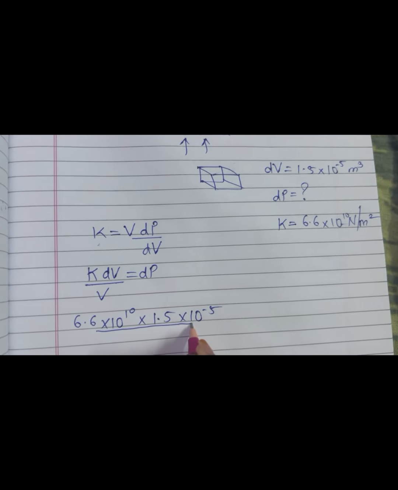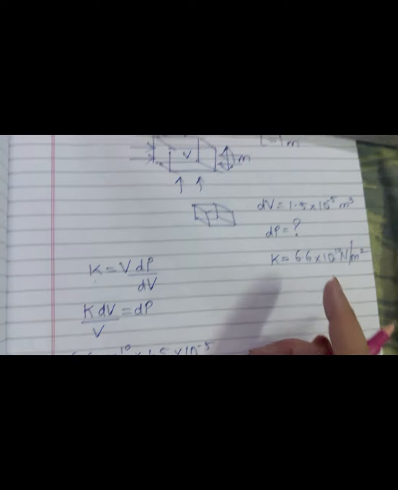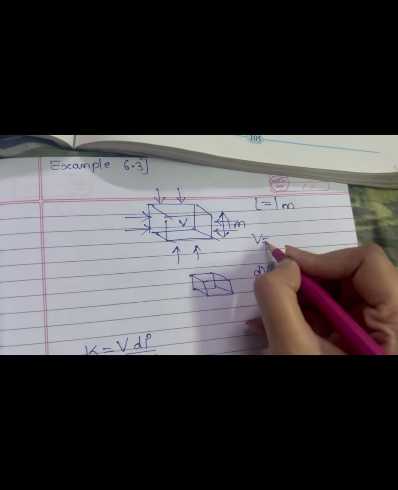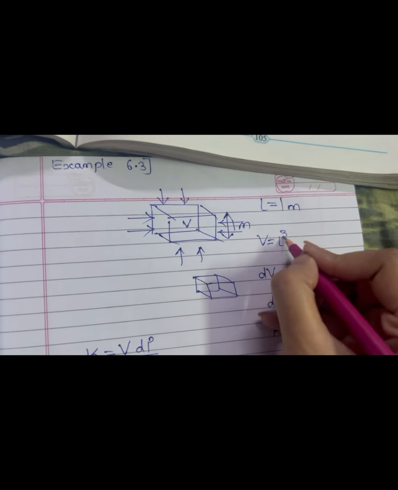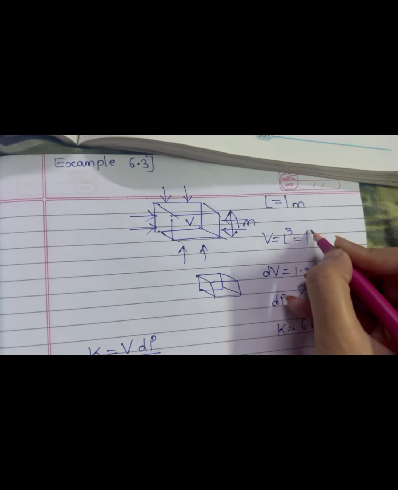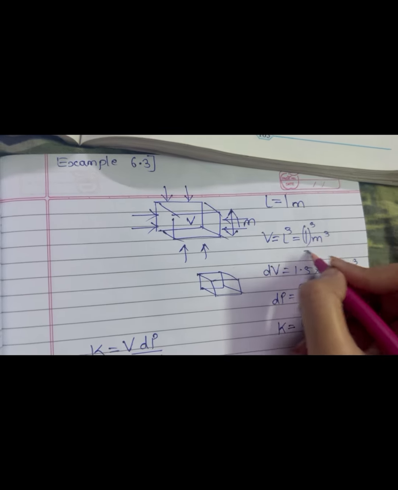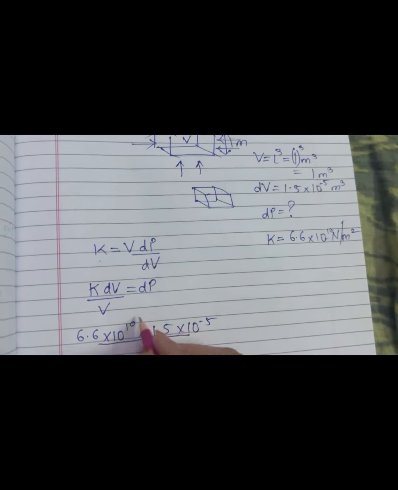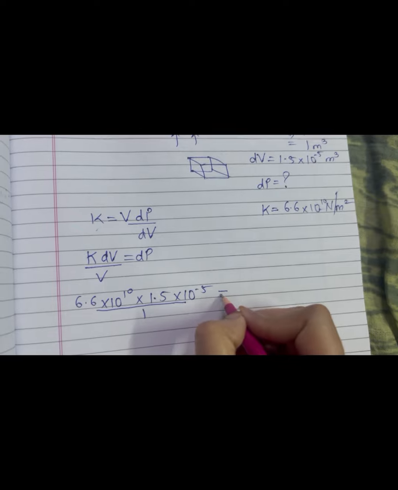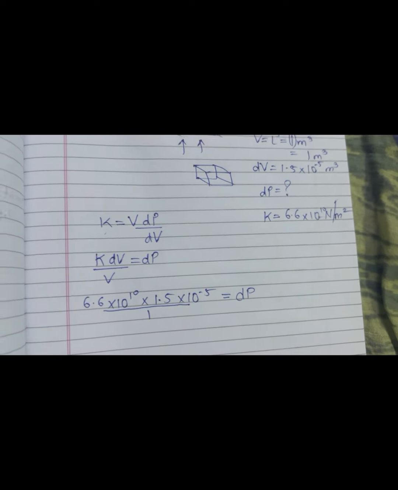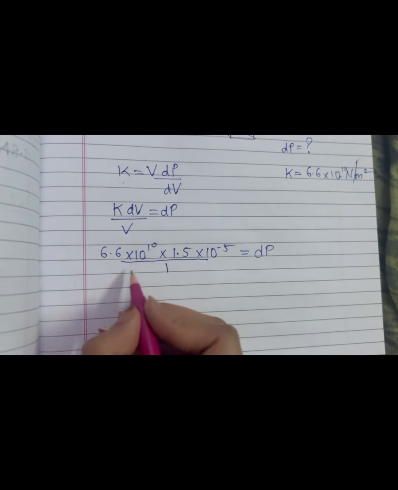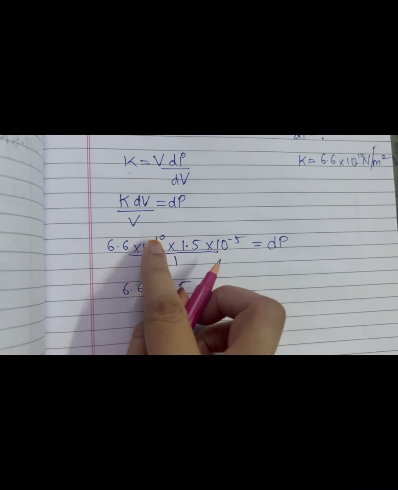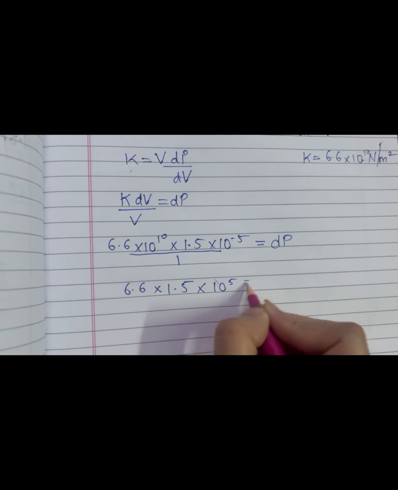And V, the volume. So we don't have volume but we have length. So how will we calculate the original volume of the cube? It is L cube. So 1 cubed, that will give me 1 meter cube. So it is 1 in the denominator of dP. So we have just numbers in the numerator: 6.6, 1.5, 10 minus 5 is 5, dP.